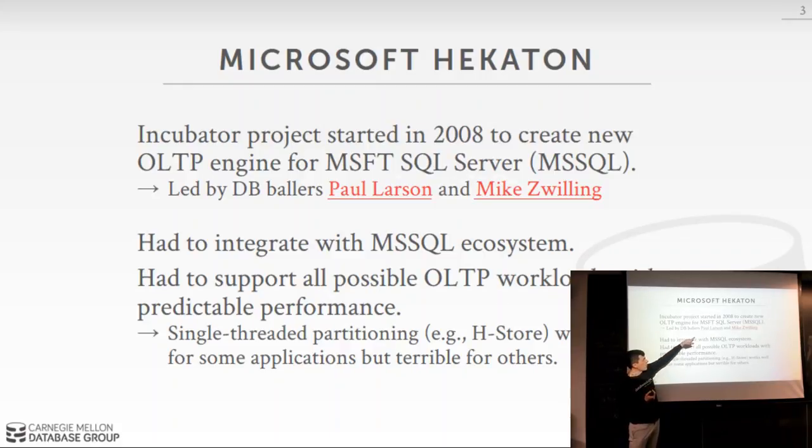Paul Larson was at Microsoft Research. He's been involved in a lot of major database advancements the last 20, 30 years. Like, he invented linear hashing in the 1980s. And then Mike Zwilling, I mentioned, was the guy who was at University of Wisconsin and helped write the Shore system that you guys read about in the Looking Glass paper.